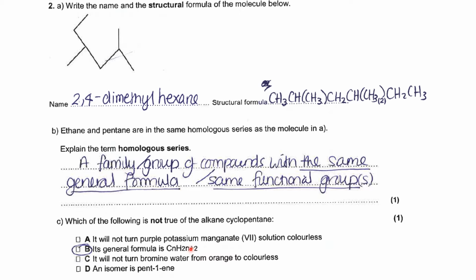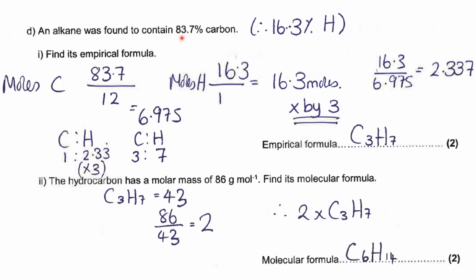Or the answer that is not true, B. An alkene has 83.7% carbon, and therefore it's going to have 16.3% hydrogen. Now these percentages, we can pretend like we have 100 grams of the alkane, and we could take these percentages to just mean mass. So we'll have 83.7 grams of carbon in this alkane, 16.3 grams of hydrogen in this alkane.